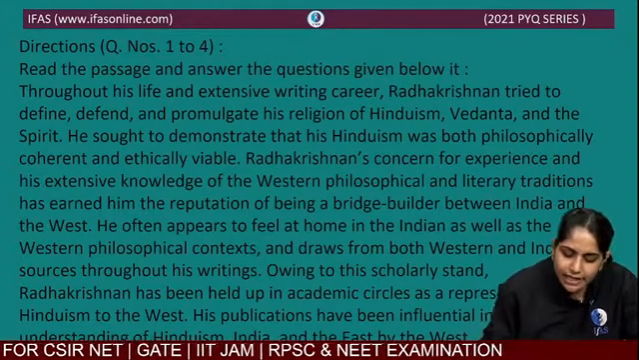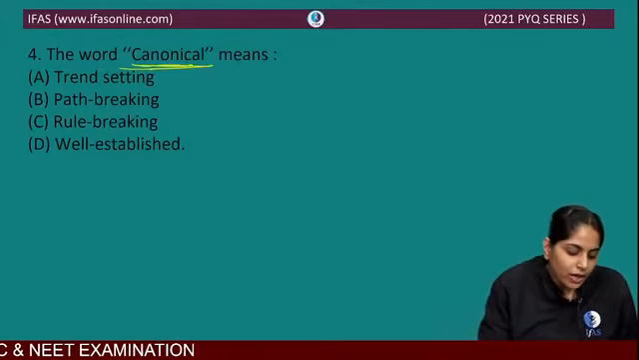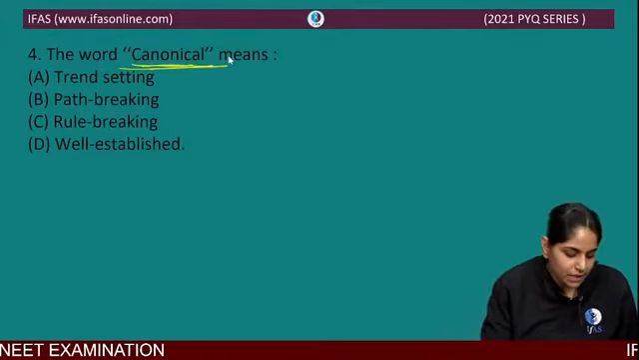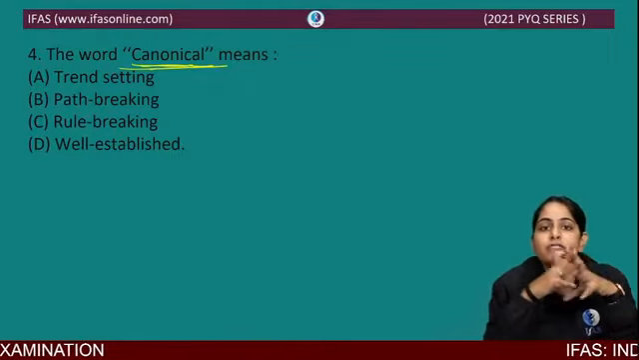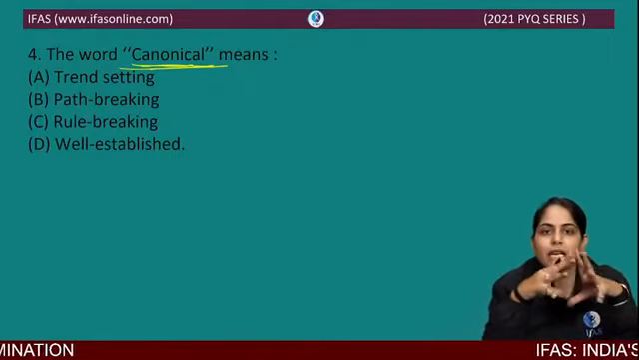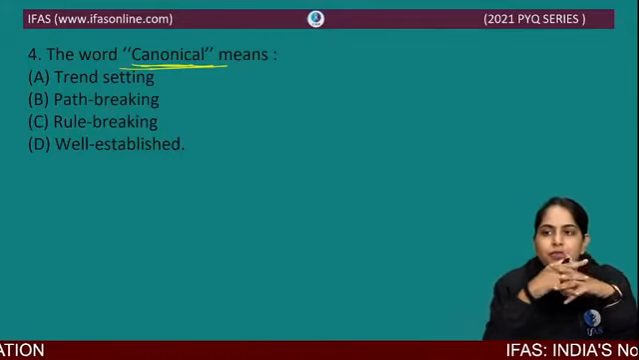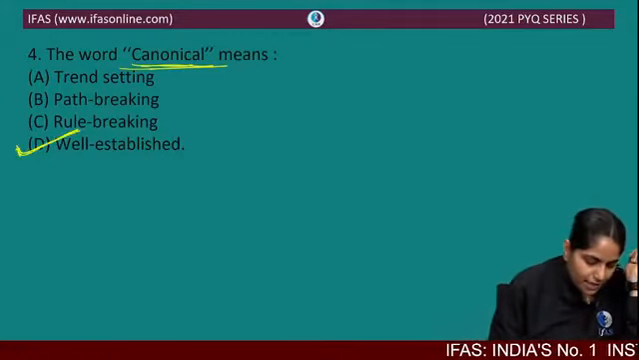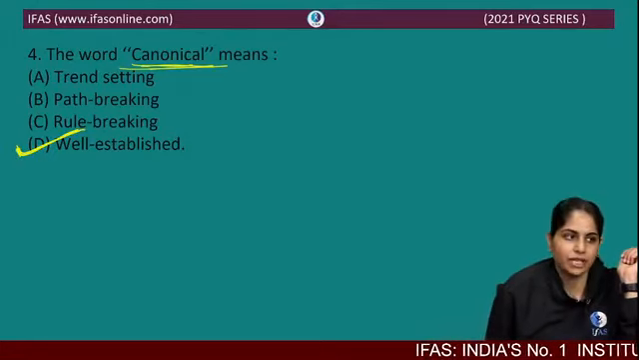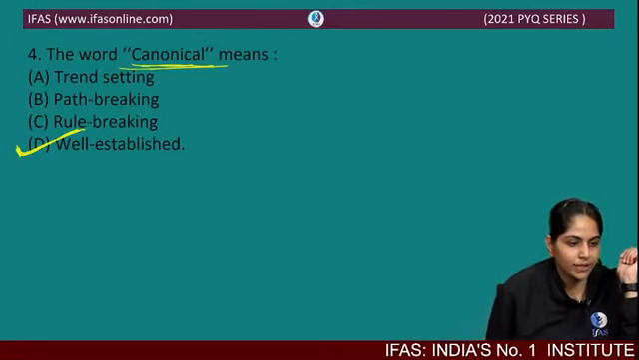Let's look at the next question. The word canonical means. Just now when we read the passage, we came across the word canonical. Yes, what is the meaning of the word canonical? It is basically which is well established, which is well worked on. Okay, so which is well established is the correct answer for this question. Got it?